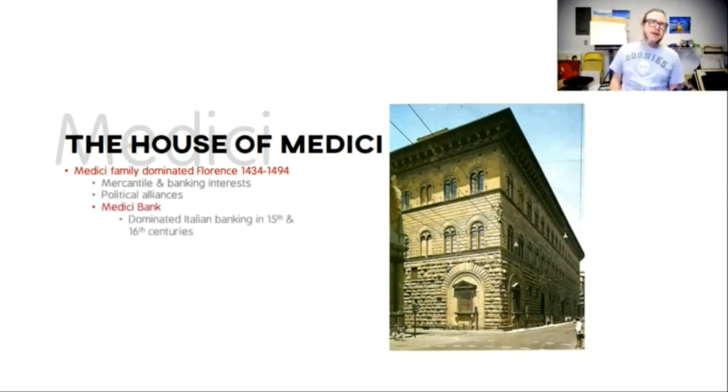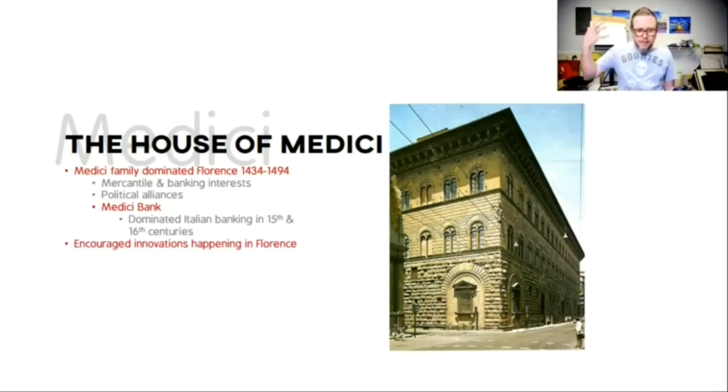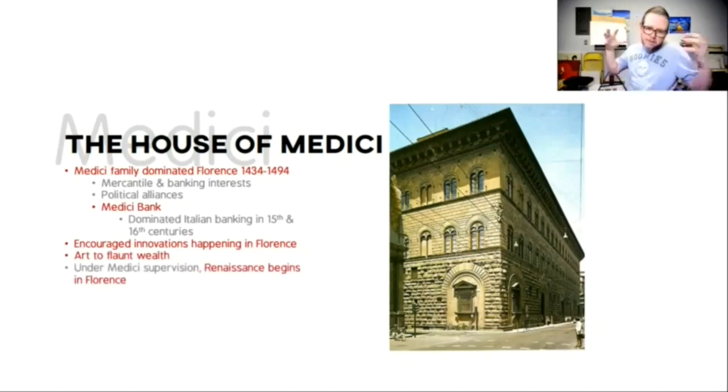Specifically, their biggest source of revenue was the Medici Bank. It's the first bank that one would say resembles what we think of as a bank to this day. It dominated Italian banking, not just in Florence, but the entire peninsula in the 15th and 16th centuries. Even the Pope kept his money in the Medici Bank. Since they had this money, and since they were so important in the city, they encouraged the innovations that were happening in Florence because, again, they reflected well on themselves. And so they used art as a means of flaunting their wealth. Under the supervision of the Medici, the Renaissance firmly takes hold and begins in Florence.